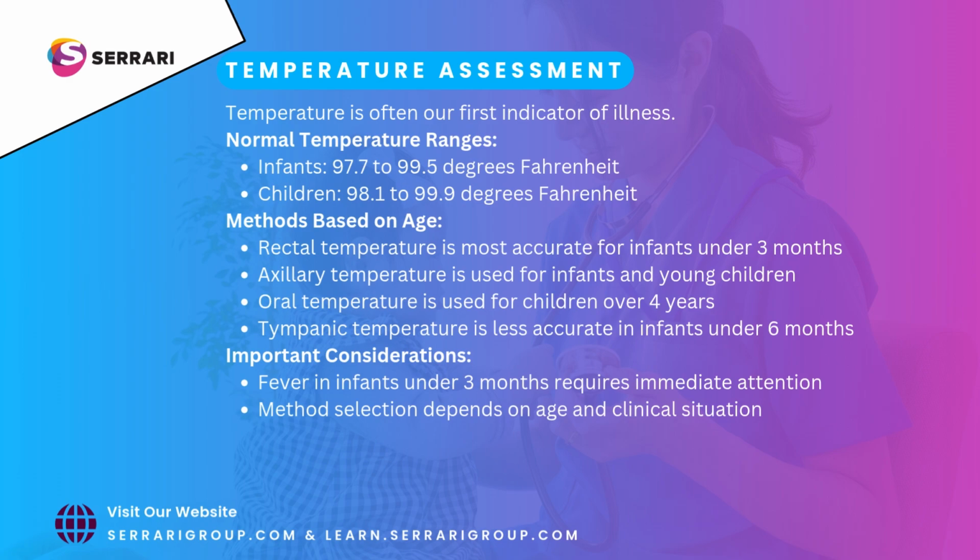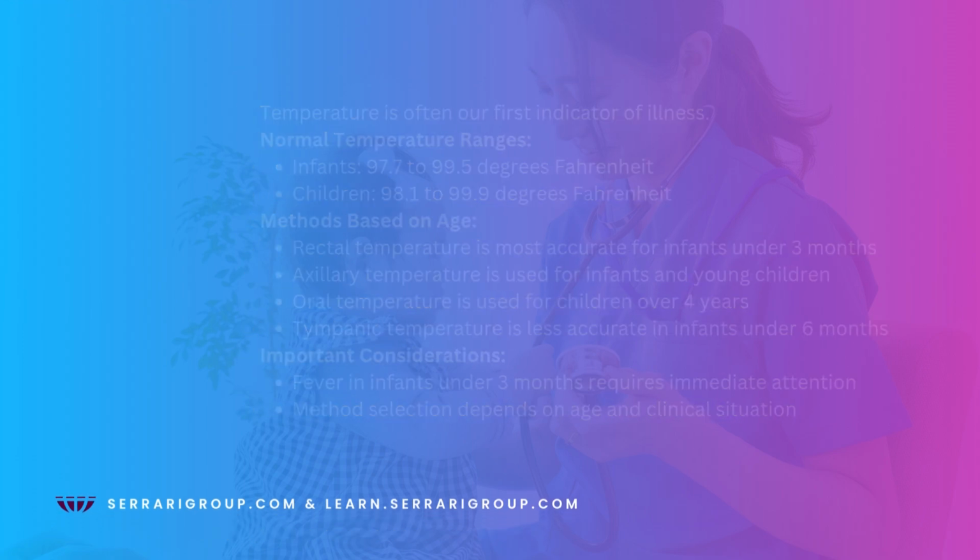Methods based on age. Rectal temperature is most accurate for infants under 3 months. Axillary temperature is used for infants and young children. Oral temperature is used for children over 4 years. Tympanic temperature is less accurate in infants under 6 months. Important considerations: fever in infants under 3 months requires immediate attention. Method selection depends on age and clinical situation.